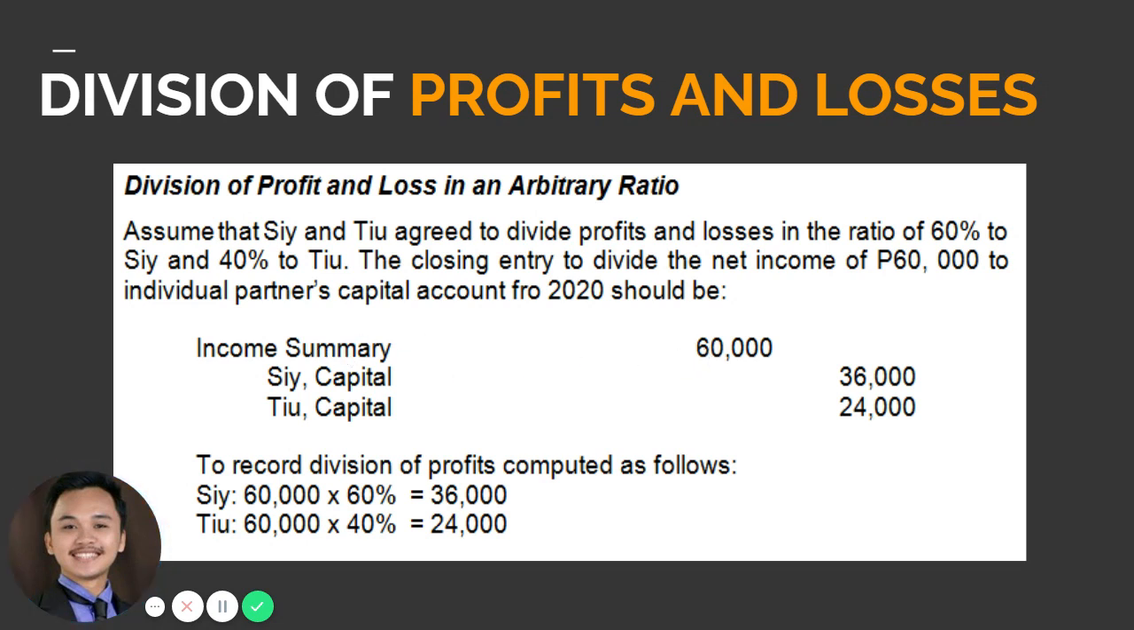So again, if there's an arbitrary ratio, you just need to multiply the respective ratio allocated to a particular partner in computing for their share in profits.